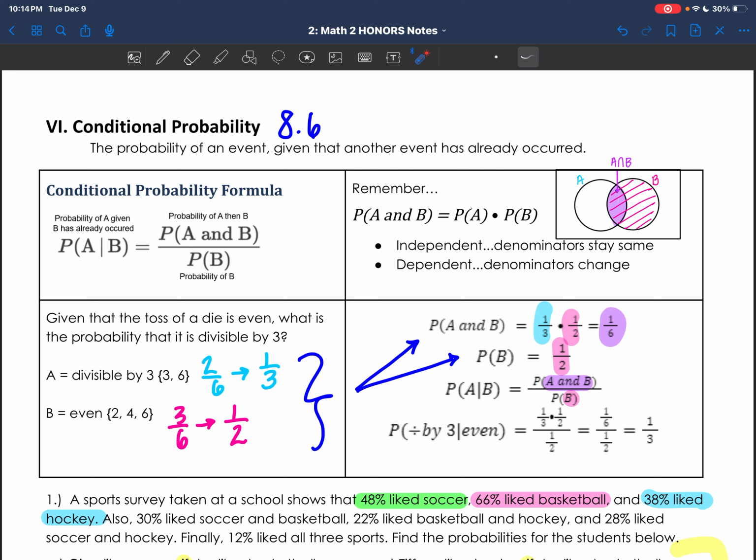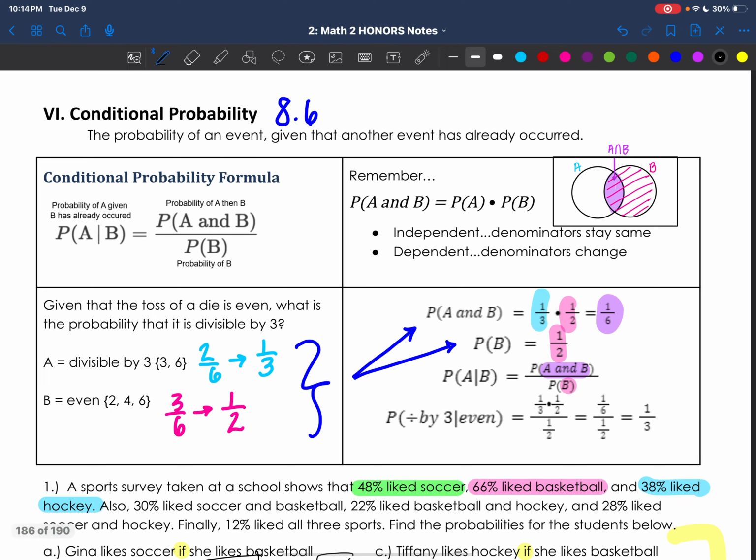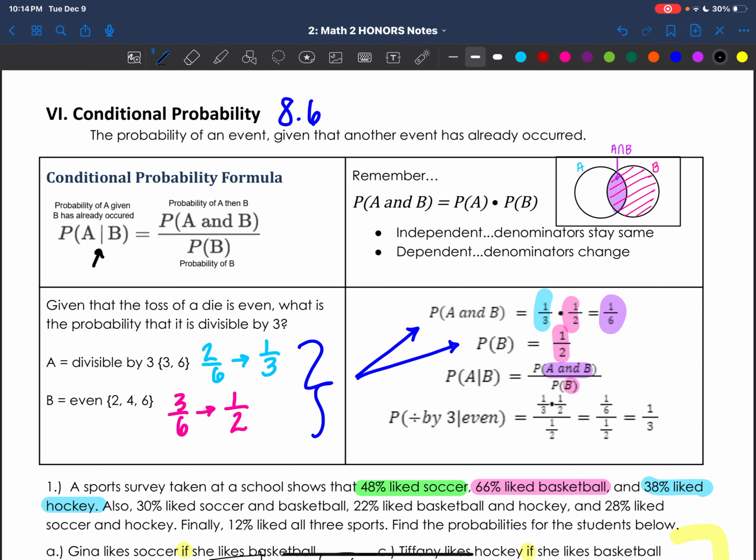So the formula for conditional probability is, let me write this here, this little line, you say that as given. This little line here, you read it as the probability of A given B. And that's going to equal the probability of A and B, or A then B, excuse me, divided by the probability of B.